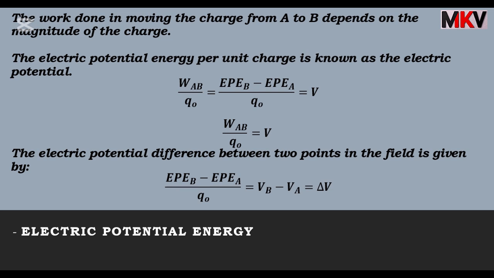Now, the electric potential difference between 2 points. So finding the potential difference between 2 points is to find the difference between the potential at point B and point A. That is our electric potential energy at point B minus electric potential energy at point A all over q naught, which will be equal to potential at point B minus potential at point A. And this will give us the difference between the potential in the 2 points.